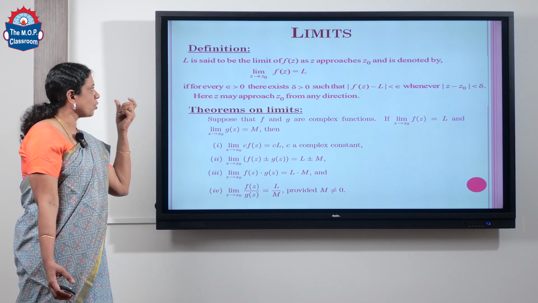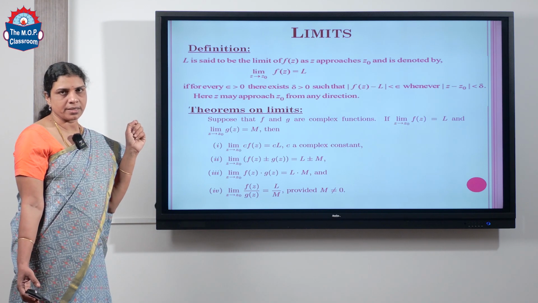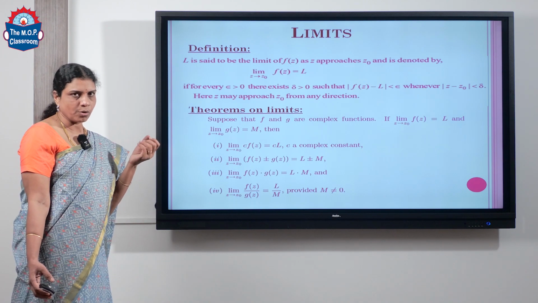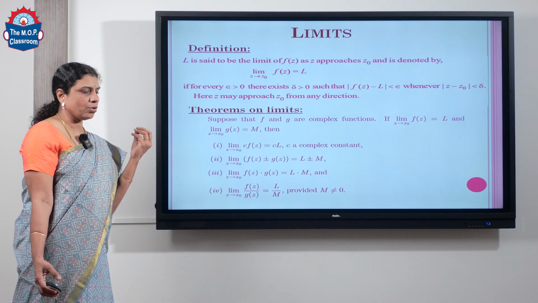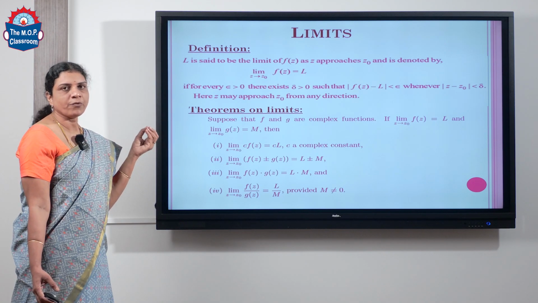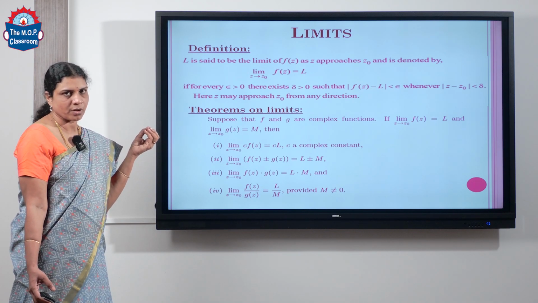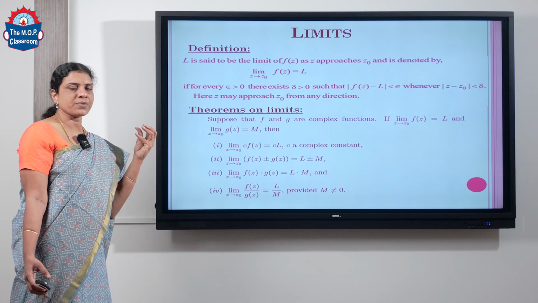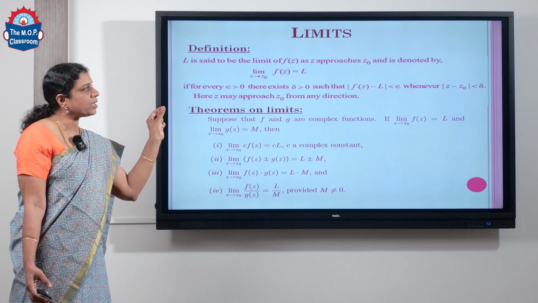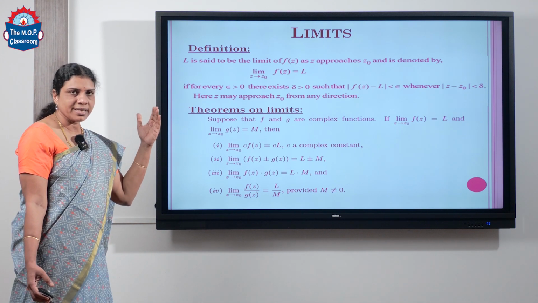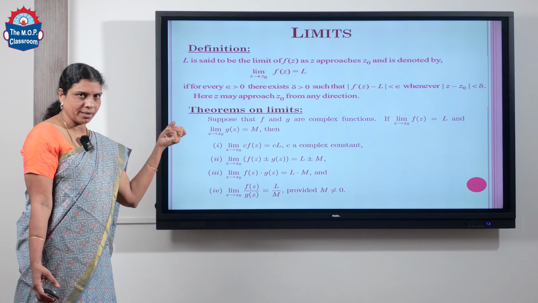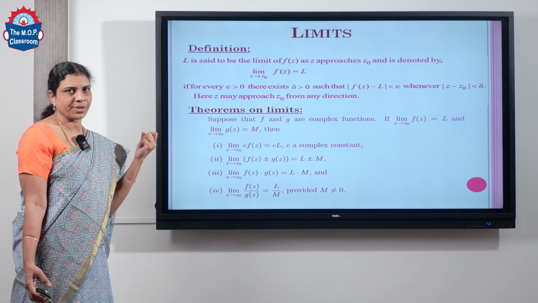What's the definition? If for every epsilon greater than 0, and we all know what epsilon is, a positive quantity greater than 0, which is less than 1, there exists a delta greater than 0, then modulus of f of z minus L is less than epsilon whenever modulus of z minus z naught is less than delta.